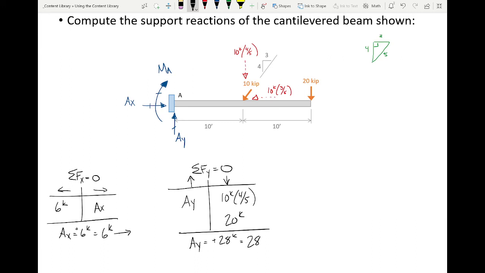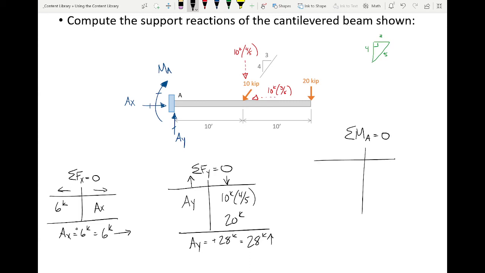That's why I've been writing the expressions like this. I've been saying AY equals positive 28 kips, which means it's 28 kips going up, because the positive indicates that the direction that we assumed up here was correct. Okay? Now we're going to get something a little different with the moment expression. Now I'm going to sum moments at A.